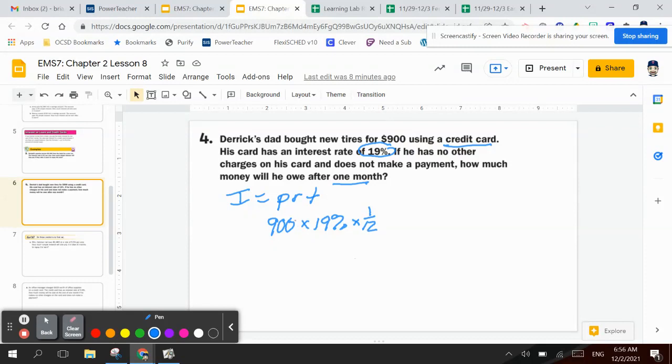So if I take 900 and multiply that by 19%, I get $171. That's for the year, but I only want for 1 month. So I'm going to multiply that by 1/12. And that's going to be $14.25. So in 1 month, he'd owe that much money on top of $900.